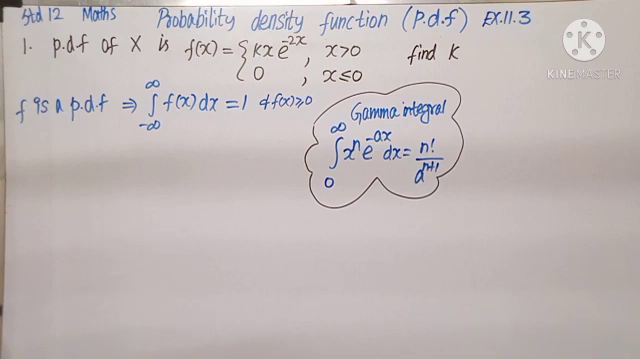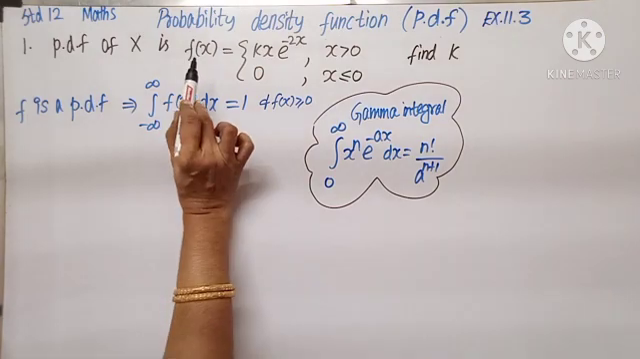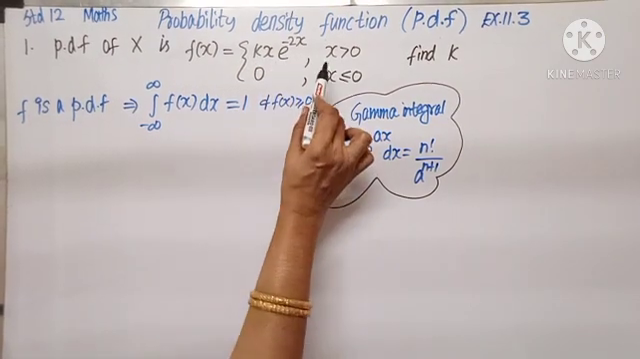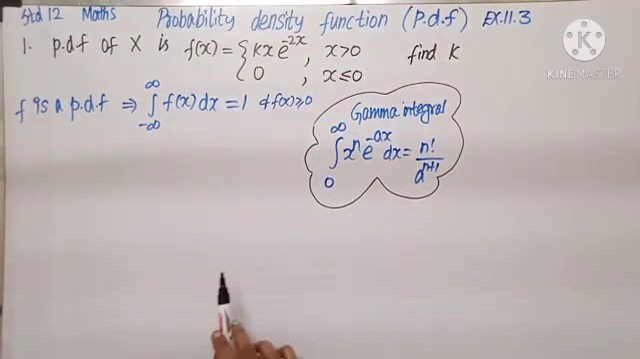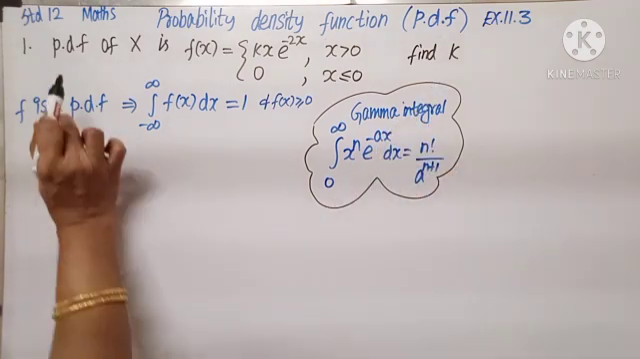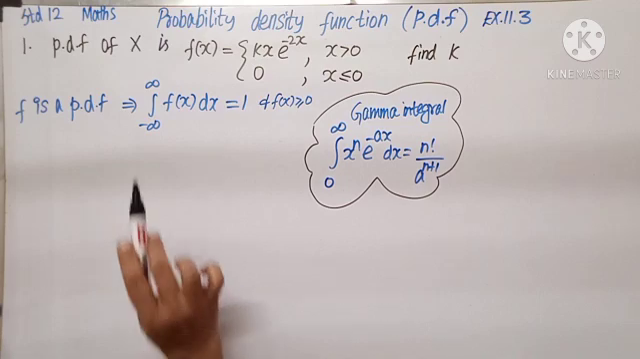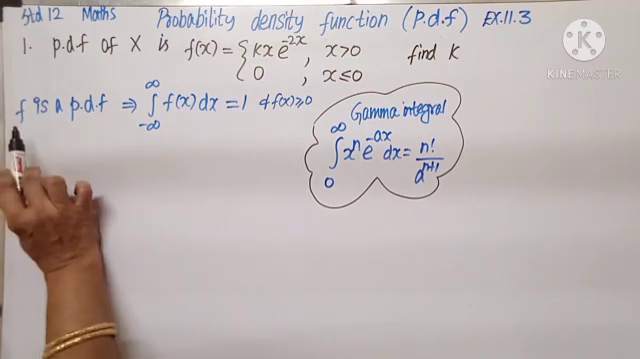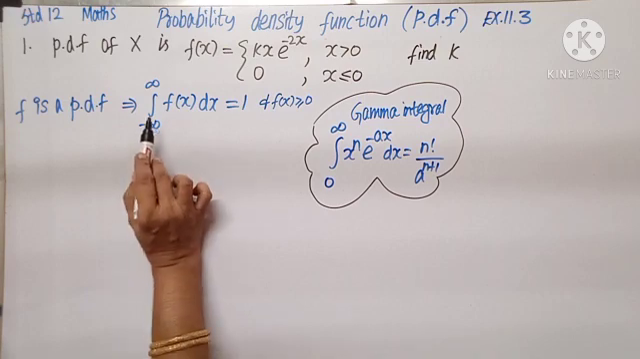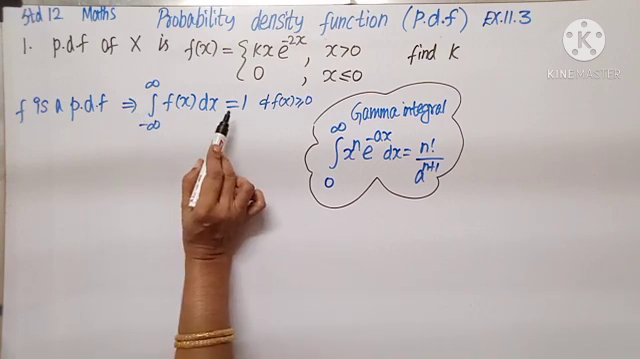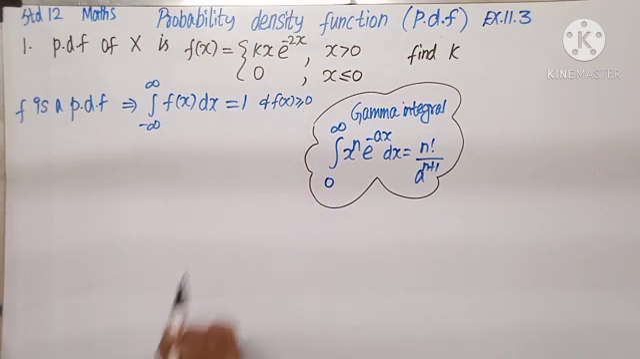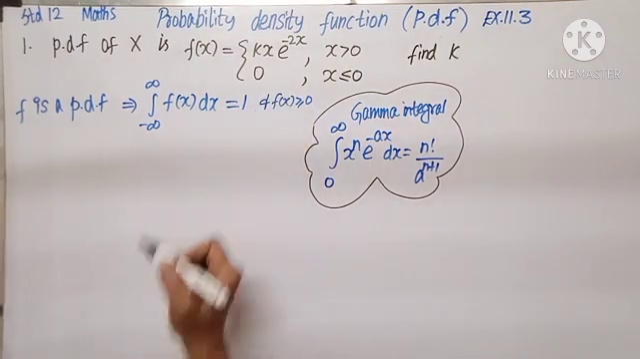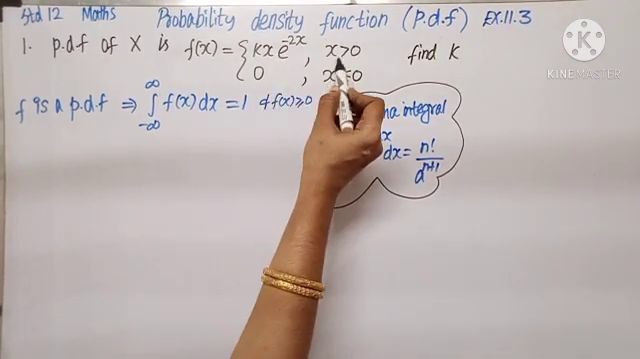Exercise 11.3, question number 1. The PDF of x is f of x equals k x e power minus 2x for x greater than 0, and 0 for x less than or equal to 0. Find k. Given the word PDF of x, let me remember the property: f is a PDF if the integral from minus infinity to infinity of f of x dx equals 1 and f of x is always greater than or equal to 0. This question is defined for x greater than 0.